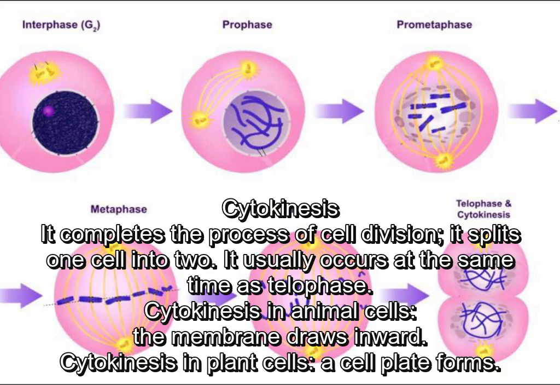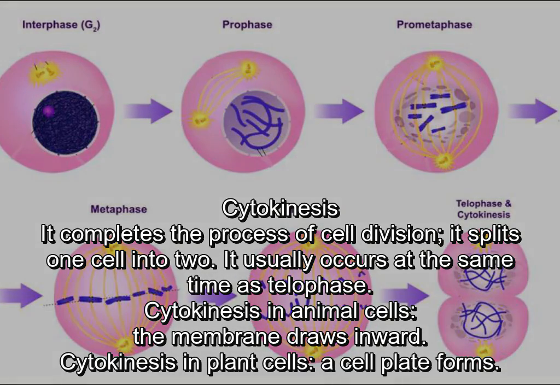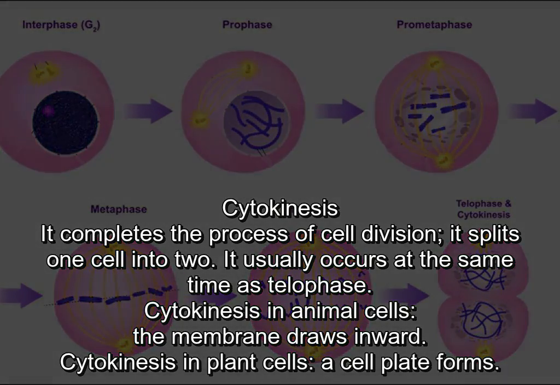Cytokinesis. It completes the process of cell division. It splits one cell into two. It usually occurs at the same time as telophase. Cytokinesis in animal cells. The membrane draws inward. Cytokinesis in plant cells. A cell plate forms.